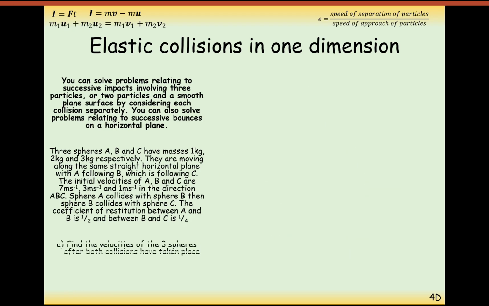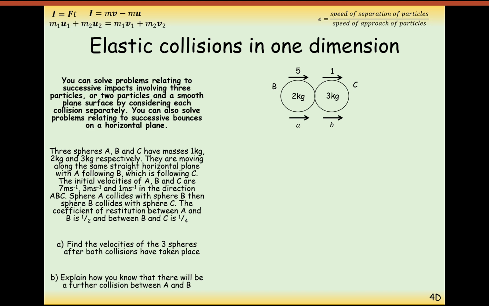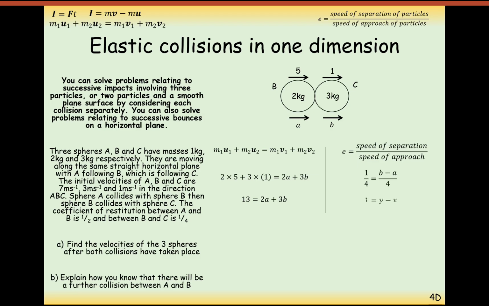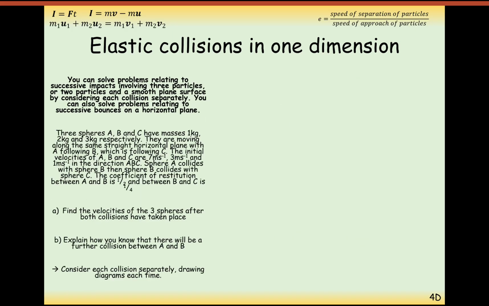So now we'll have to consider the second collision. So in the second collision, B now has a speed of 5, C still has a speed of 1, and now we're looking to find the speeds of B and C. So again, we're going to use conservation of momentum and coefficient of restitution. Solve these. Oh, this is meant to be C take away B. Solve these on your calculator, and we get B is 2, and C is 3. So therefore, after the collisions, the speeds are going to be A has a speed of 3, B has a speed of 2, and C has a speed of 3.